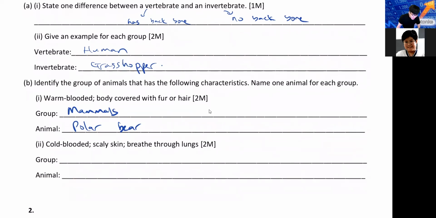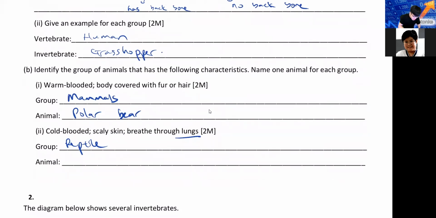Anyway, so number 2, cold-blooded, scaly skin, breathe through lungs. When you see cold-blooded, there's 3 already: fish, reptiles, and amphibian. And when you see scaly skin, who has scale is definitely a reptile. And they breathe through lungs, somehow means they live on land. Who is the only one that's living on land? That's going to be a reptile lah. So animal is going to be crocodile.